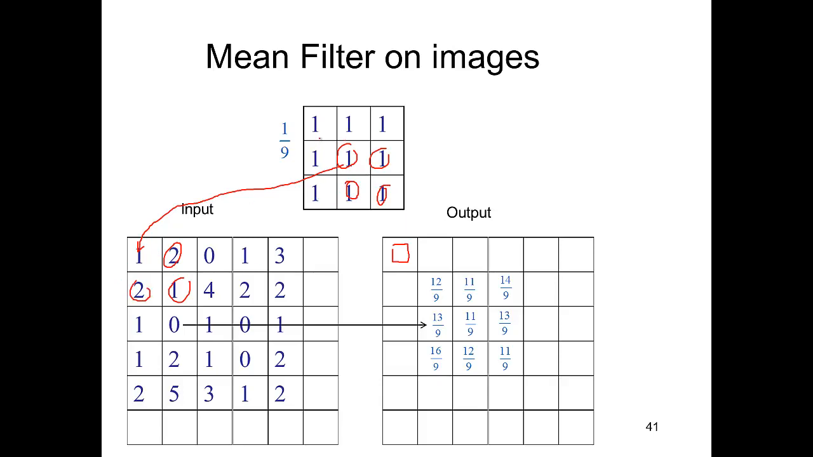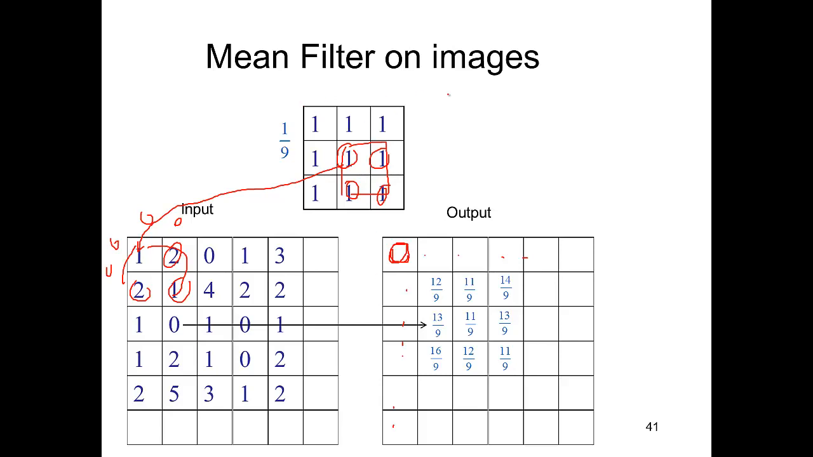But for others, because outside is not defined, we assume that it's 0. So it's 0, so we don't need to do anything. Just multiply this 4 with this 4. Then you get this pixel. For others on the boundary, we do the same thing.